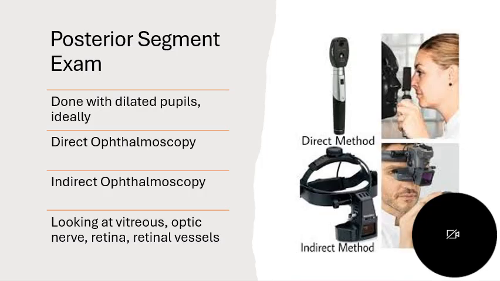The posterior segment, or the inside of the eye, is a little bit harder to examine. It requires having practiced this many times, and even then, it is best done on a patient whose pupils are dilated, and there are two ways to do it. The direct method uses this direct ophthalmoscope, and the indirect method uses a headlamp and a lens to help visualize the back of the eye.